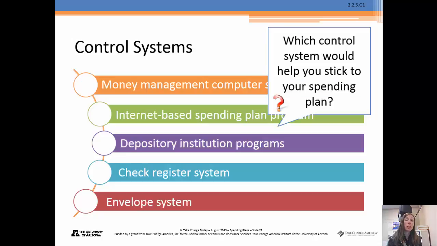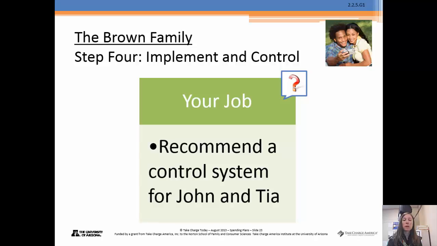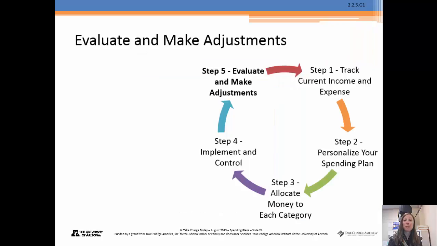So what control system do you think would work best for you? Think about the different choices and think how your budgeting system would work best. So in the Brown family, you need to recommend a system for them. What do you think would be the best system for John and Tia? Whether it's envelope or internet-based or any of those that we discussed, money management software.